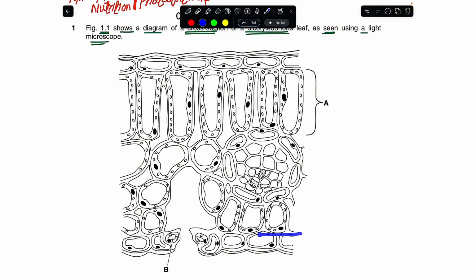If I come downward at this point, these are all the lower epidermis cells. Here we have these guard cells, two guard cells are shown here, this and this. And in between them, we have this opening, and this opening is the stomata.